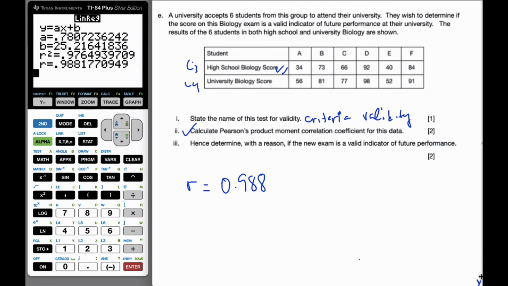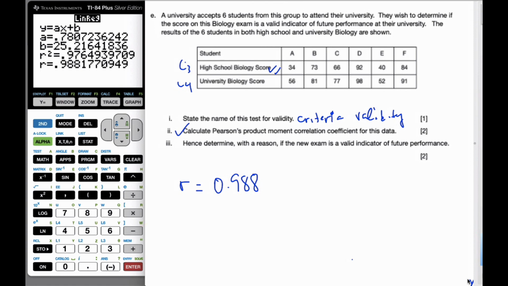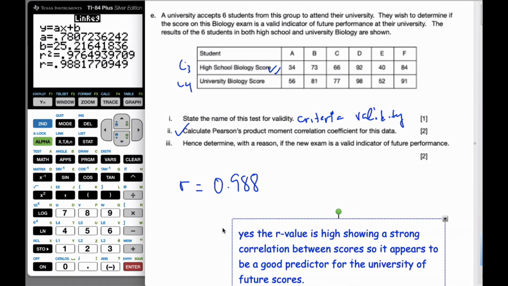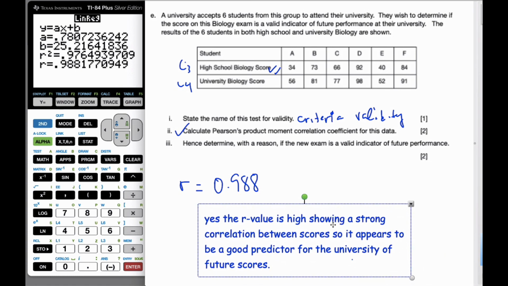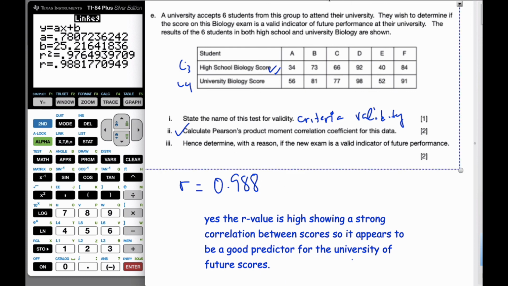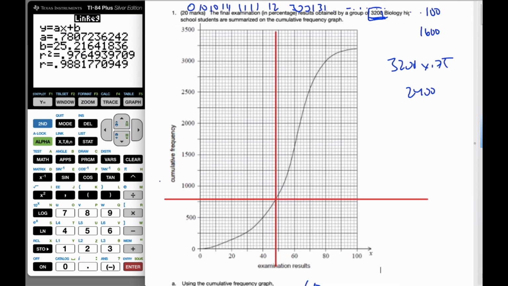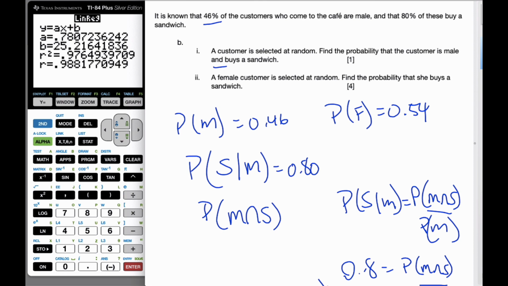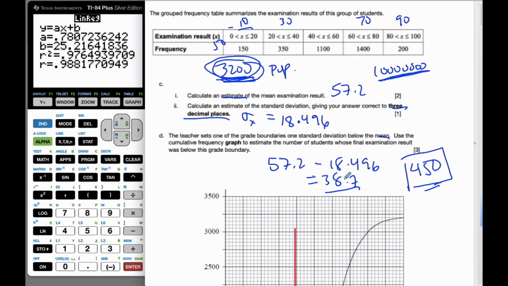Well, the R value is super strong, and so what I know then is because it's high, it shows a strong correlation between scores, so it appears to be a good predictor for the university of future scores. Whenever you see this command, hence, you have no choice but to refer to your previous result, which I did in my response. So statistics, there's a lot involved with statistics that you have to consider. It's not super hard, but it does take some insight and some sophistication to look through all the nuances, and it takes some practice.